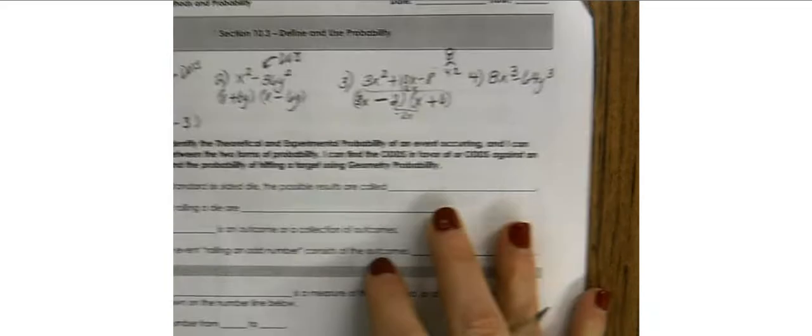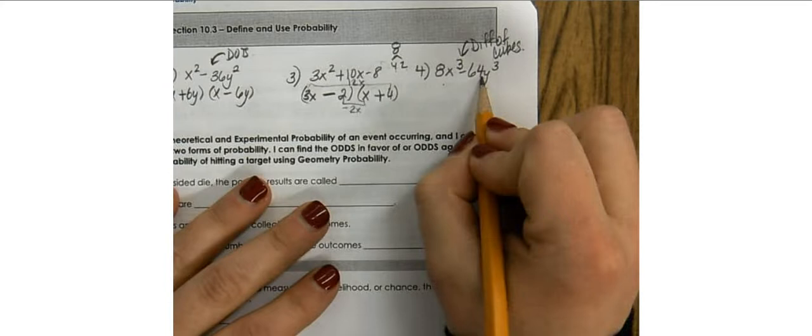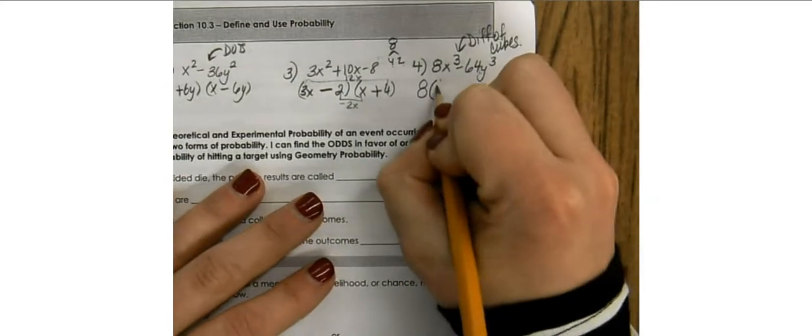Next, for number 4, we have 8x cubed minus 64y cubed. Now, you probably already saw right away that this is a difference of cubes. Because of that, you probably started factoring it right away into a binomial times a trinomial. But there exists a greatest common factor, and the greatest common factor of 8 and 64 is 8, so you have to factor that out from the very beginning. You're going to end up with x cubed minus 8y cubed.